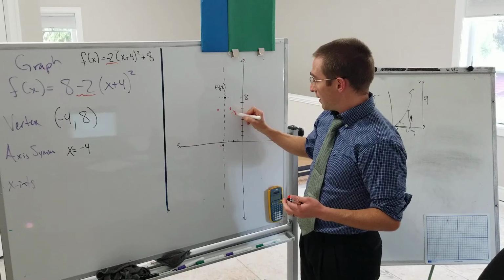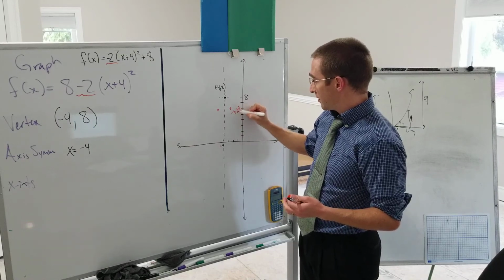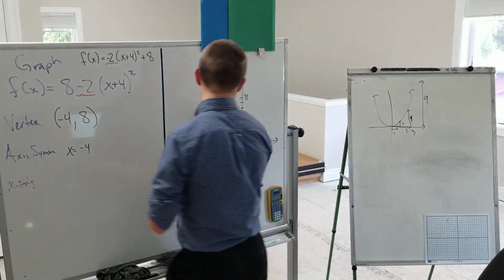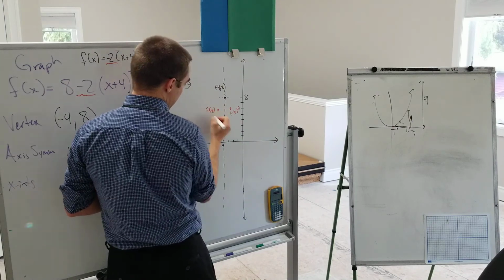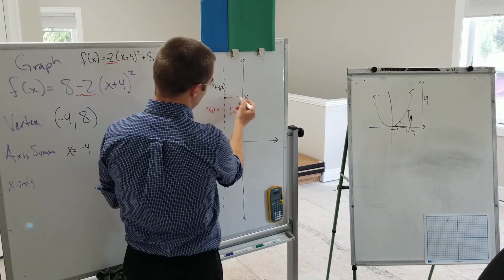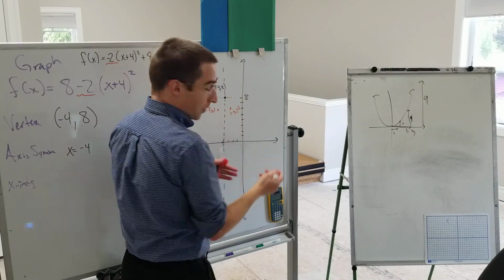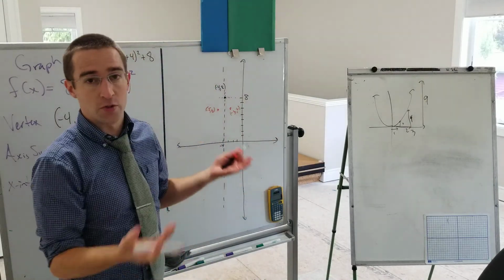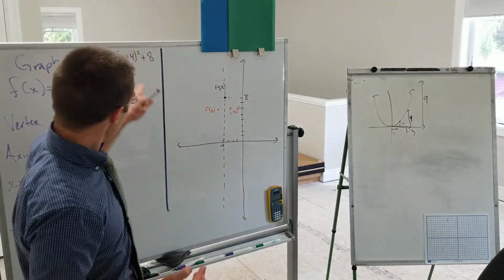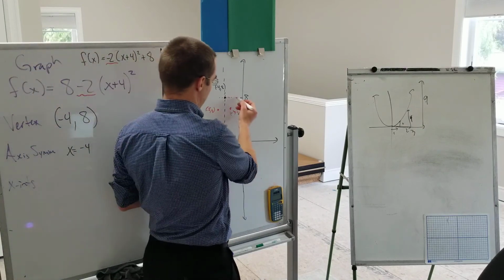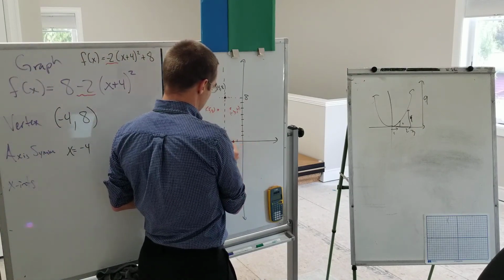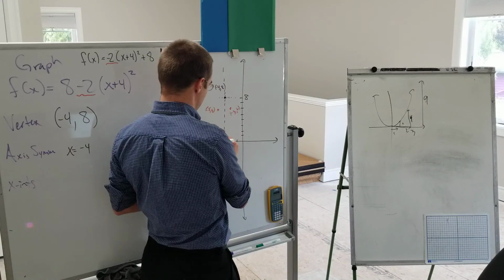This is going to be at negative 3, 6. So I went down 2 from the 8. This is going to be at negative 5, 6. If I go 2 over, normally I would go down 4, because 2 squared is 4, with the negative. Because there's a 2, I'm going to go 8 down, which plops me right here, or right there.